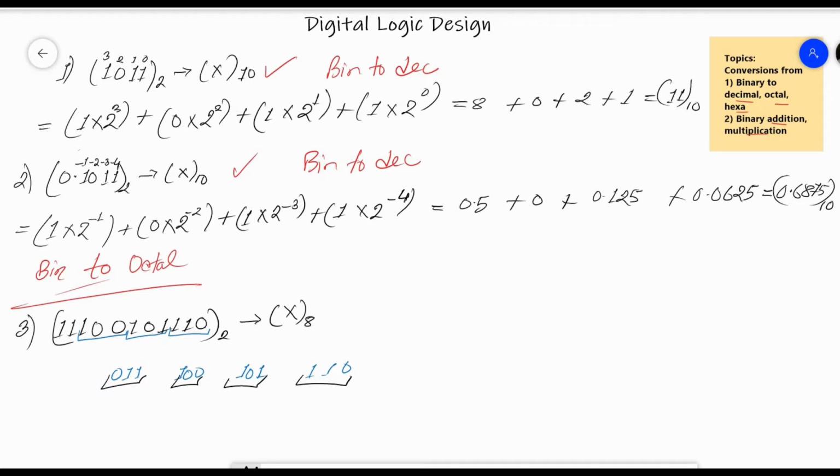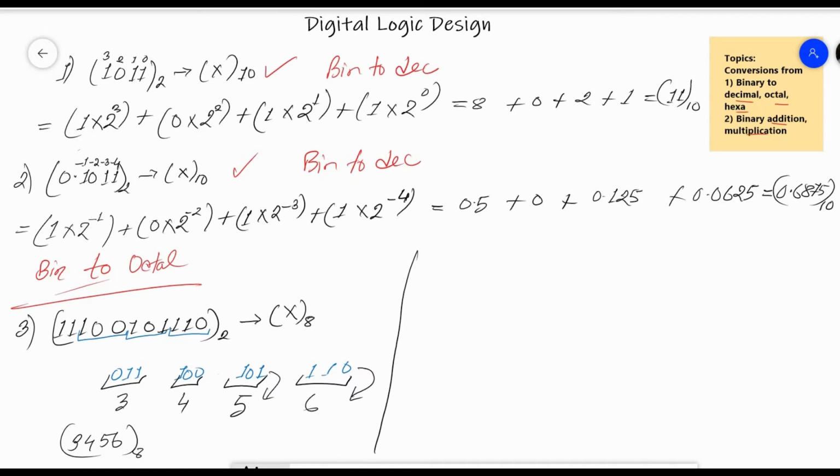If we now convert all these to decimal, for this one, if we convert 110 to decimal, we get 6, and if we convert 101 to decimal, we get 5, if we convert 100 to decimal, we get 4, and if we convert 011 to decimal, we get 3. So if we convert this whole number into octal, we end up with 3, 4, 5, 6 with base 8. Therefore, for binary to octal conversion, we divide the digits into groups of 3, convert each group into a decimal digit, and then we write the digits together to get the octal number.